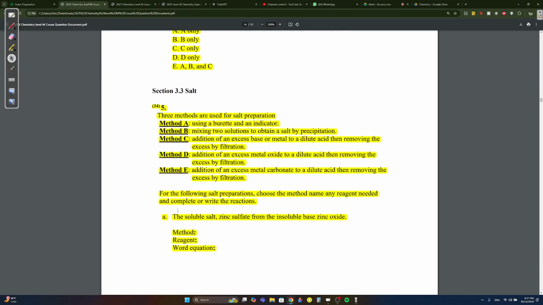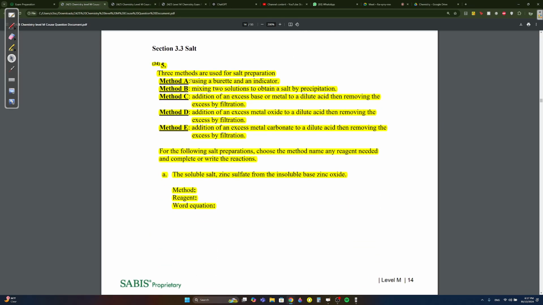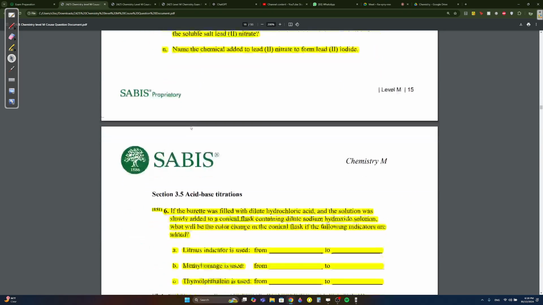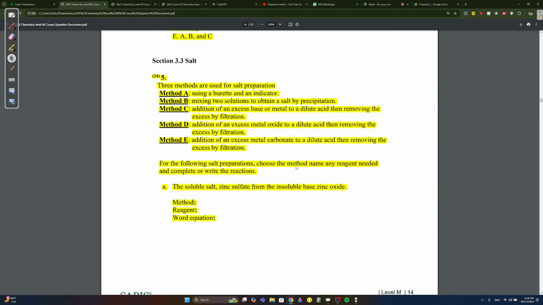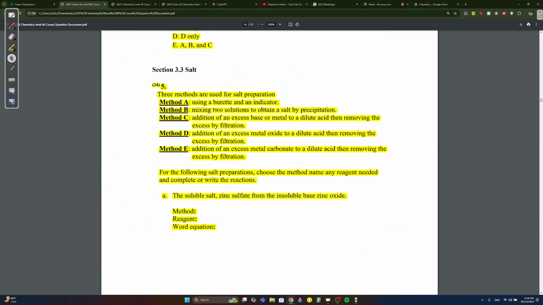Yes. 3 methods are used for salt preparation. Whoa, that's a lot of parts. Method A using a burette and indicator. So let's start to label these. A is obviously titration because of the burette and indicator. It's the titration method. You guys know this. Mixing 2 solutions to obtain a solid precipitate. That's the precipitation method. Okay, it's for insoluble salts.